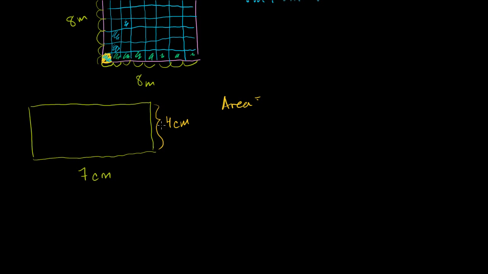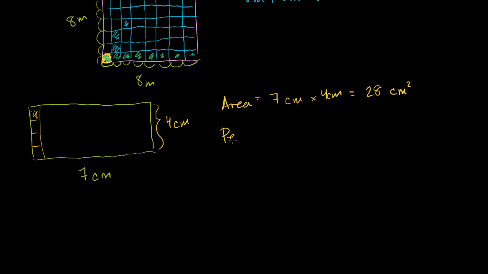It's going to be 7 times 4 centimeters. 7 centimeters times 4 centimeters. Remember, we could draw 7 rows, right? And each of them is going to have 4 square centimeters. Each of those is square centimeters. So if you were to count them all out, you'd have 7 times 4 square centimeters. It's equal to 28 centimeters squared, or squared centimeters.